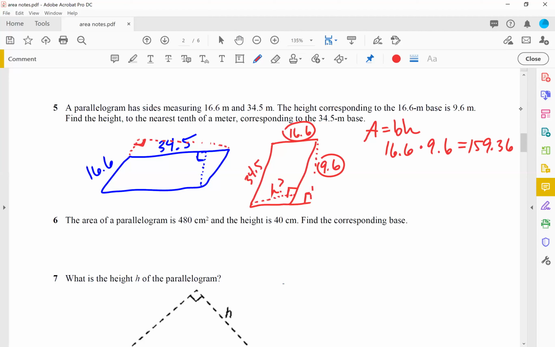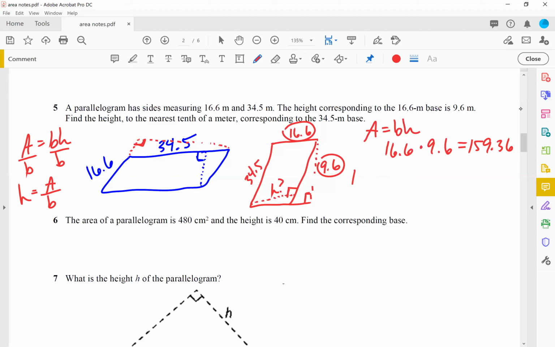Now in order to find out the height when we're using the other base, we're going to have to actually solve the area formula. So the area is base times height, but we know the area, we know the base, and now we need to find the height. So we have to solve this for height. How do I get height alone? Well, I have to divide out the base. So the height of my parallelogram would be the area divided by the base. We're just working it backwards.